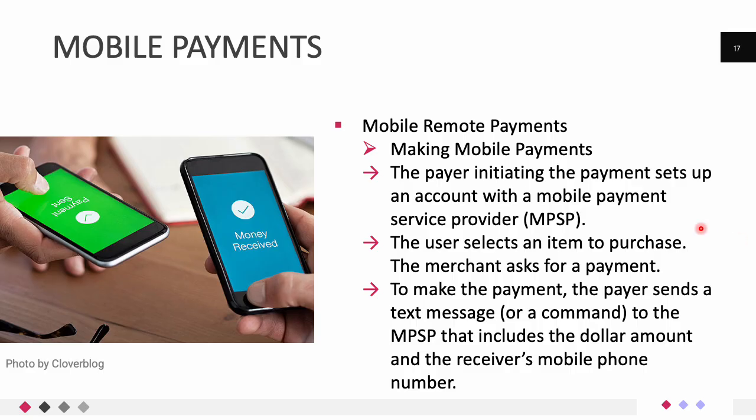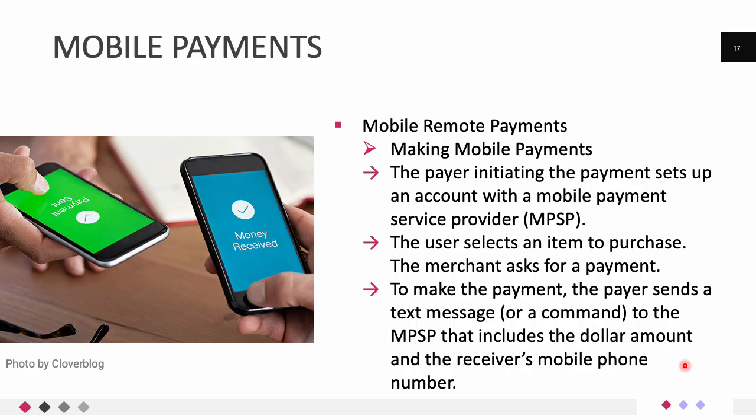We call it MPSP for short. Okay, so it's a company like PayPal, Venmo, or here in Taiwan, services like Line Pay or P Wallet when used for remote transactions. When you want to buy something online or send money to a friend, you select what you want to purchase and the merchant requests the payment, and then you simply send a text message or use a command in the app to the MPSP with the dollar amount and the recipient's mobile phone number.